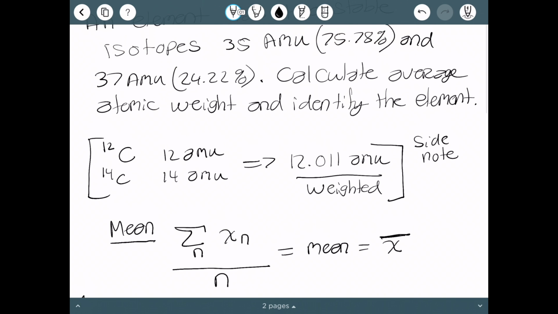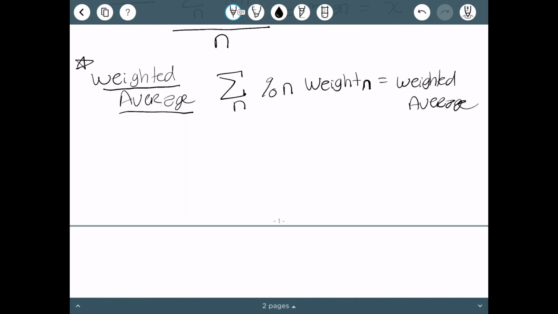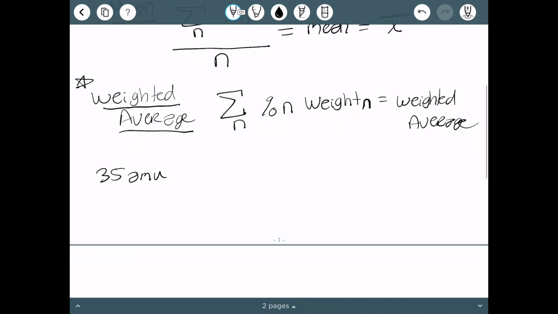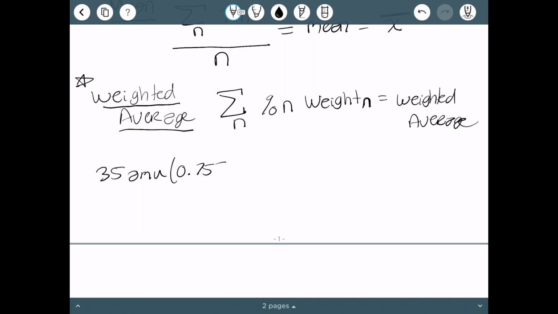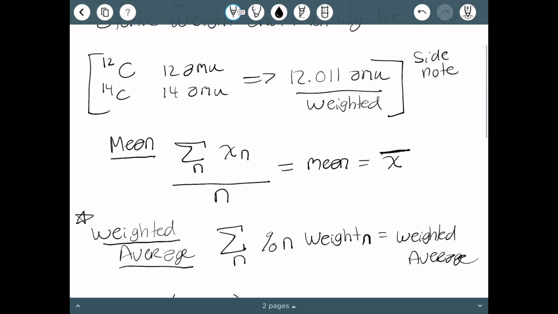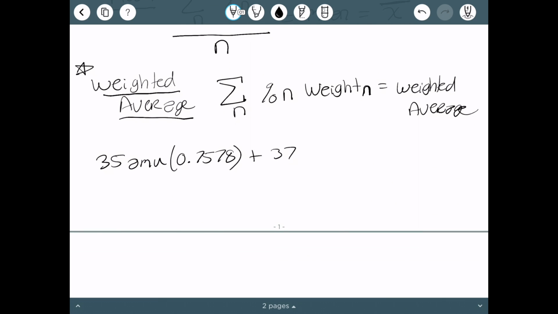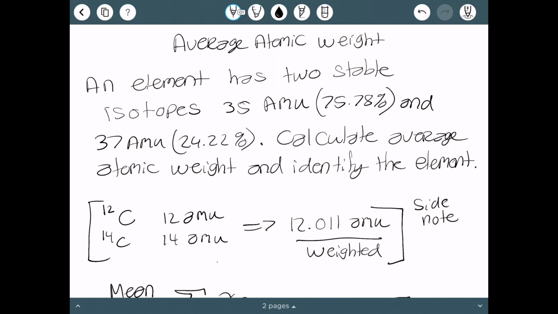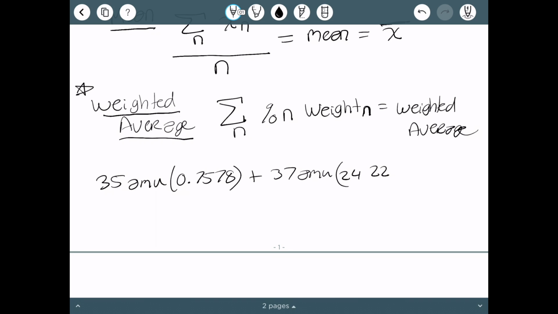Okay, so we have 35 AMU. So if we take 35 AMU times 75.78%, so 0.7578, plus the other is 37 AMU times, what would it be? 24.22%, so it would be 0.2422.